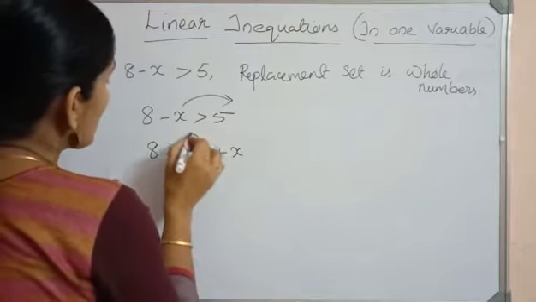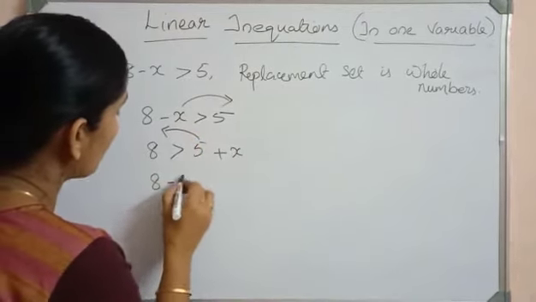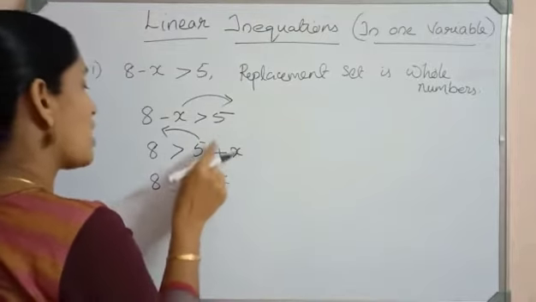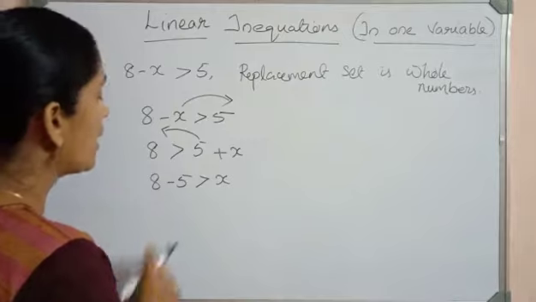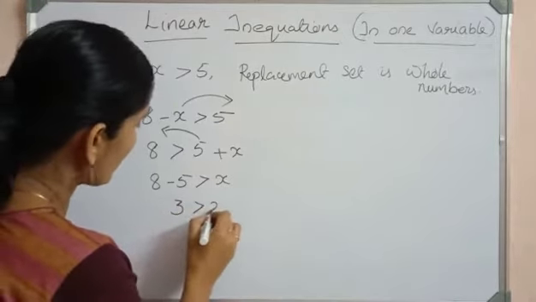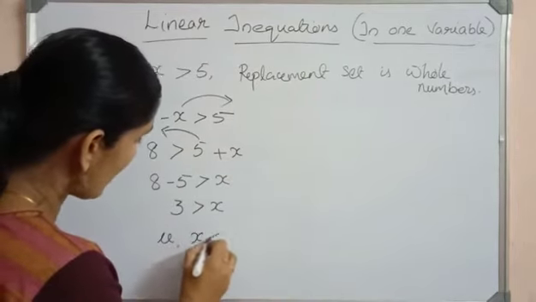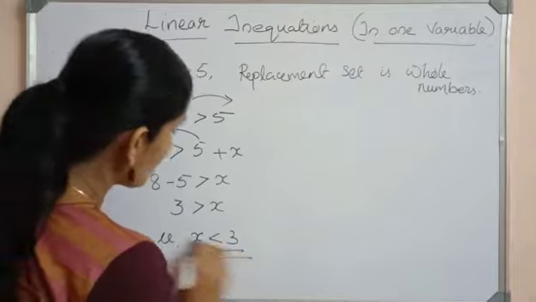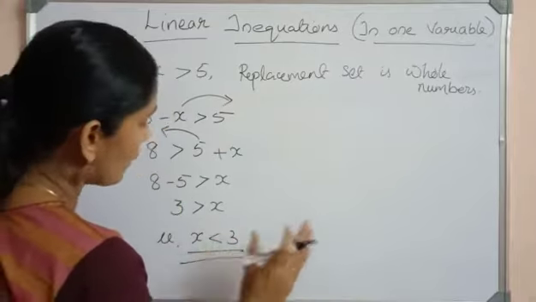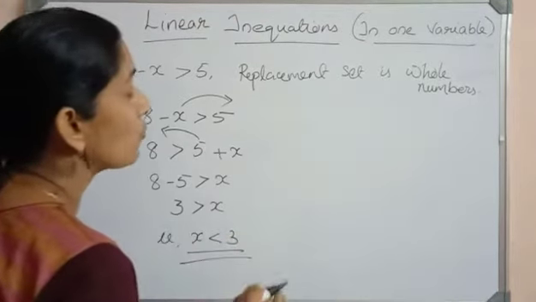And now we need to transfer 5 to the other side. This becomes 8 minus 5 is greater than x. This is by rule 1. Here we are transferring the positive term to the other side. Now 8 minus 5 is 3. 3 is greater than x, or we can write the same thing as x is less than 3. So the solution for this particular expression is all the values of x which are less than 3, and our replacement set is the set of whole numbers.